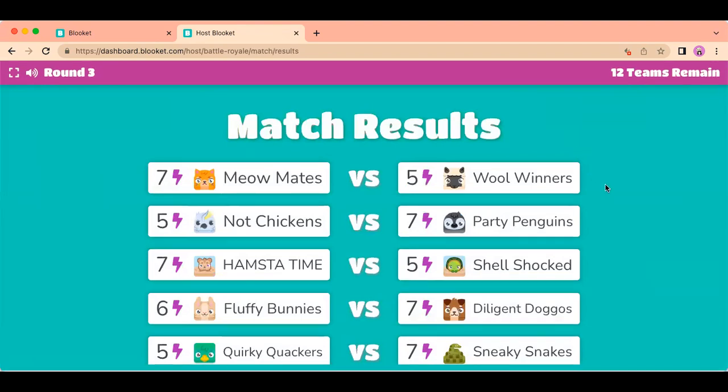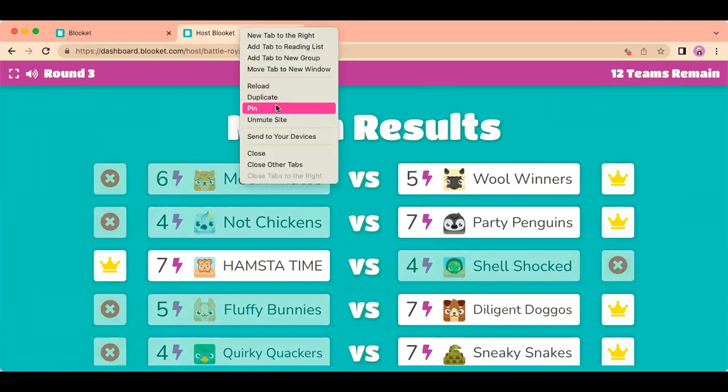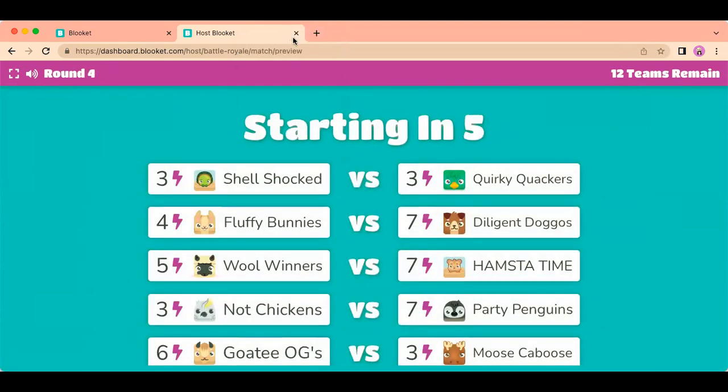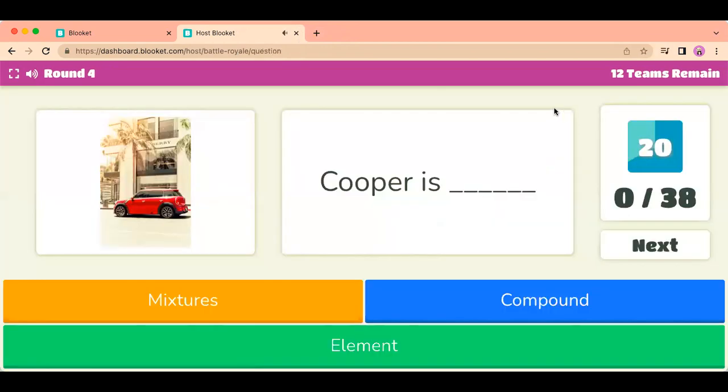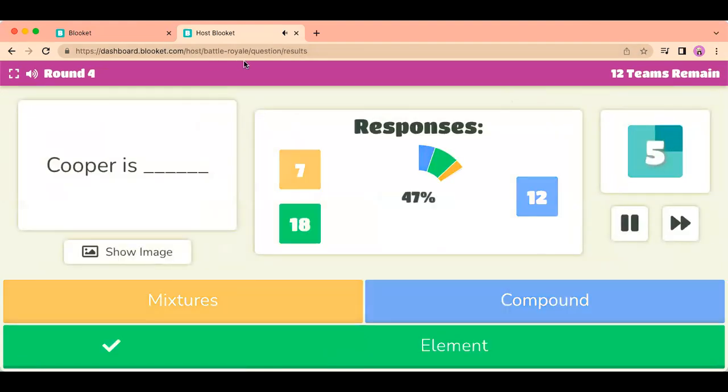So let's see. I think I know why there's no sound already. Okay. I think this is spelled wrongly. It's not Cooper, it's Copper. Yes, copper is an element.